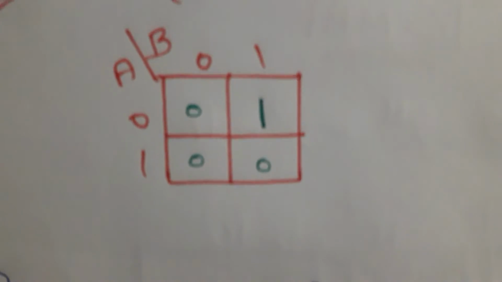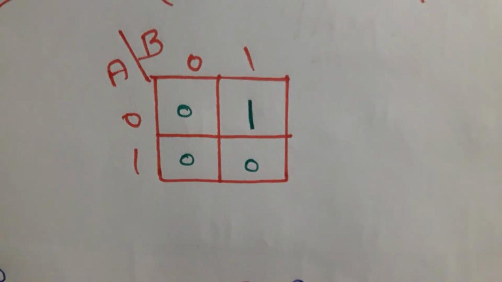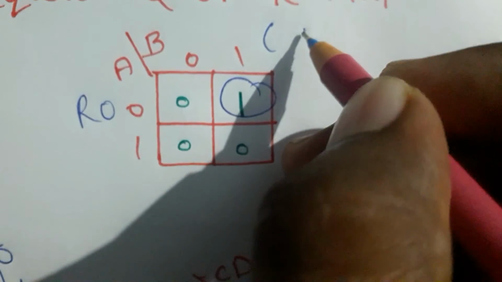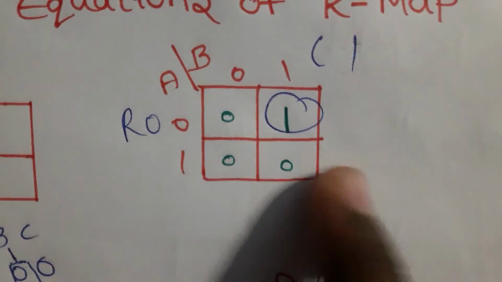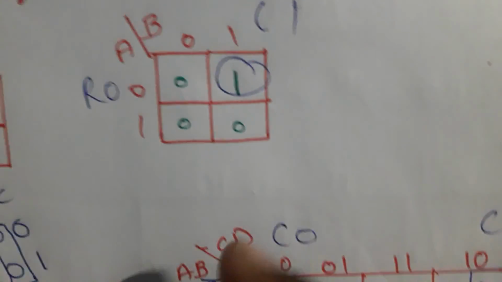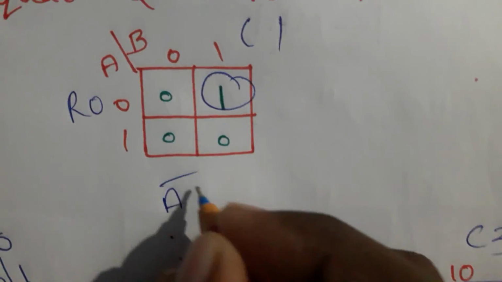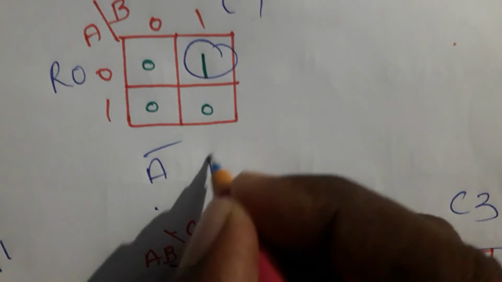Another example. Here it is a 2 variable K-map. Here we are having only a single group, R0 and C1. It is covering 1 row and 1 column. So here we can write A bar B.